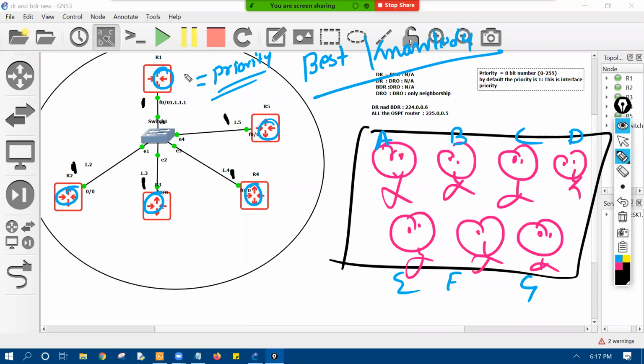So what happens once I enable OSPF on this router in this broadcast domain? First, this router is going to find which one has the higher priority. Which one is the higher priority?